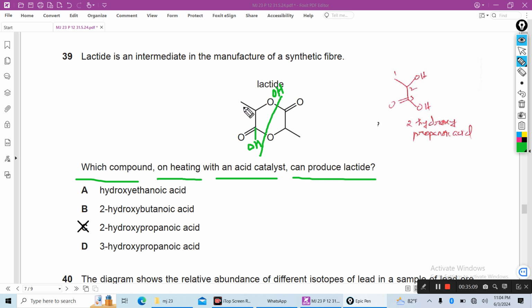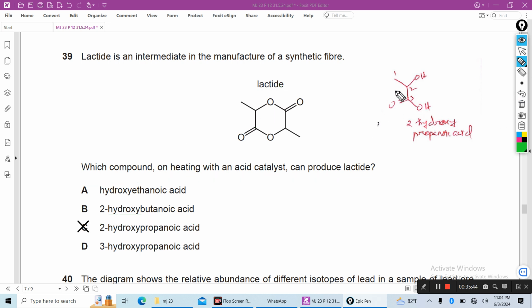So this name will be 1, 2, 3, 2-hydroxypropanoic acid. 2-hydroxy, 1, 2, 3 carbon carboxylic acid, propanoic acid. Number 2 carbon contains an OH group. So 2-hydroxypropanoic acid will be the answer. Which compound on heating with an acid catalyst produces lactide? If 2-hydroxypropanoic acid is heated with an acid catalyst, we will get lactide.